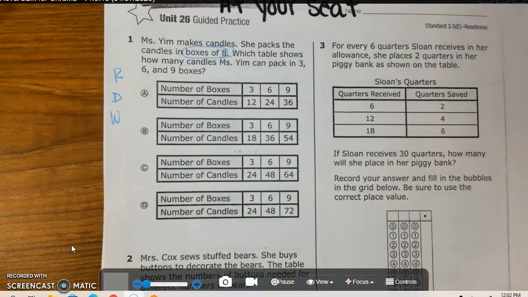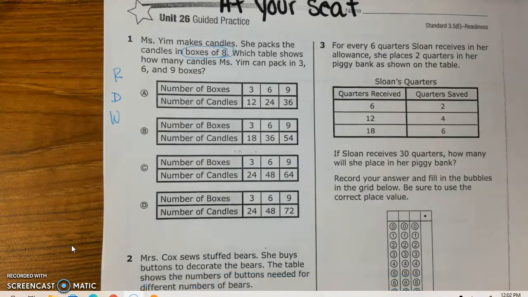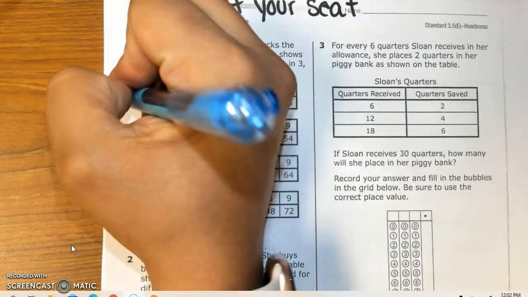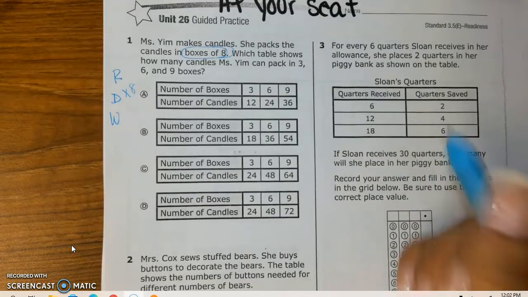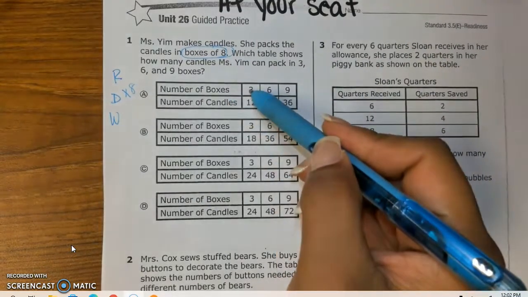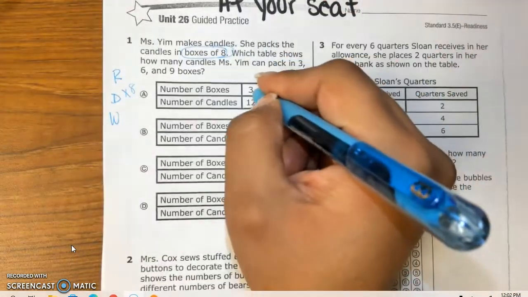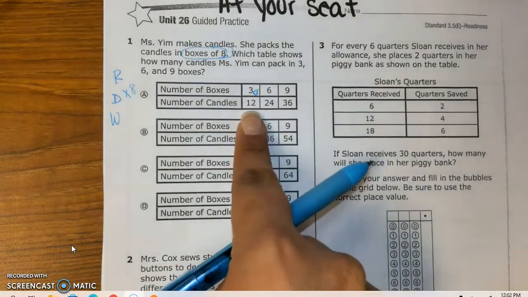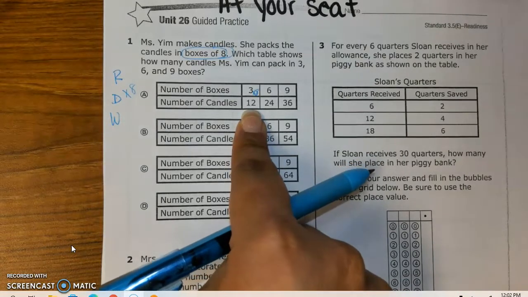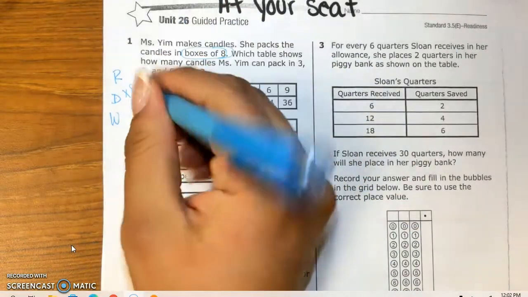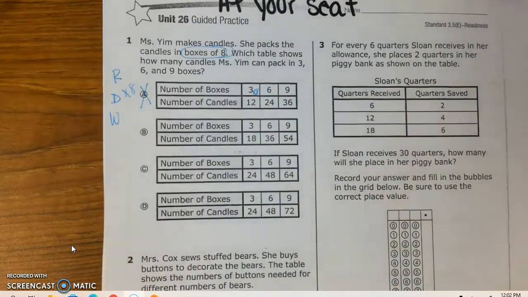Guess what, boys and girls? When you see that in a problem, they're giving you the pattern. They're telling you boxes of 8, that the pattern is times 8. Okay? So let's look. If I have 3 boxes and I multiply 8, will that give me 12? 3 times 8 is not 12, so that cannot be my answer choice.